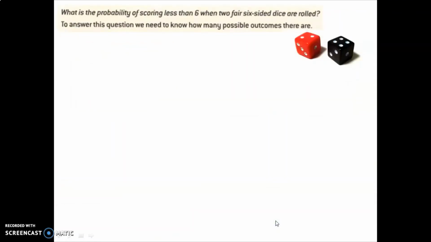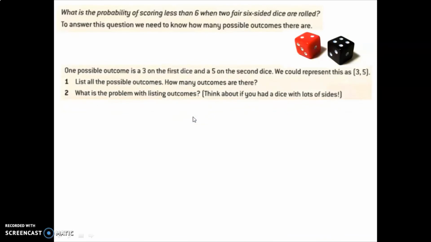What is the probability of scoring less than 6 when two six-sided dice are rolled? To answer a question like this, sometimes it's easier if you begin with listing how many possible outcomes there are. This is a common situation, so you probably already know how many possible outcomes there are. But one way to represent all the outcomes is to consider a list of all the outcomes, and the best way to list that in this case is probably a sample space diagram.